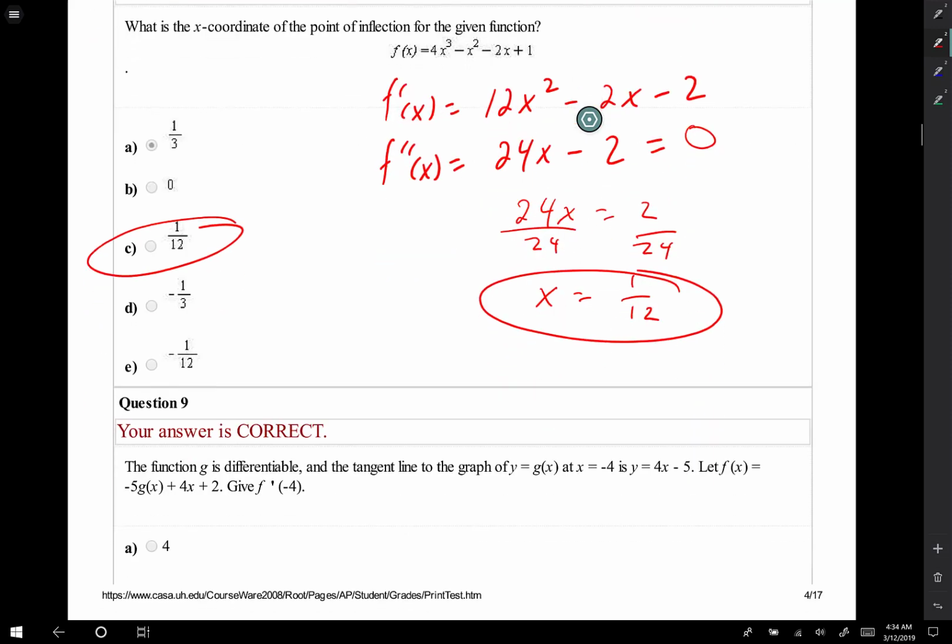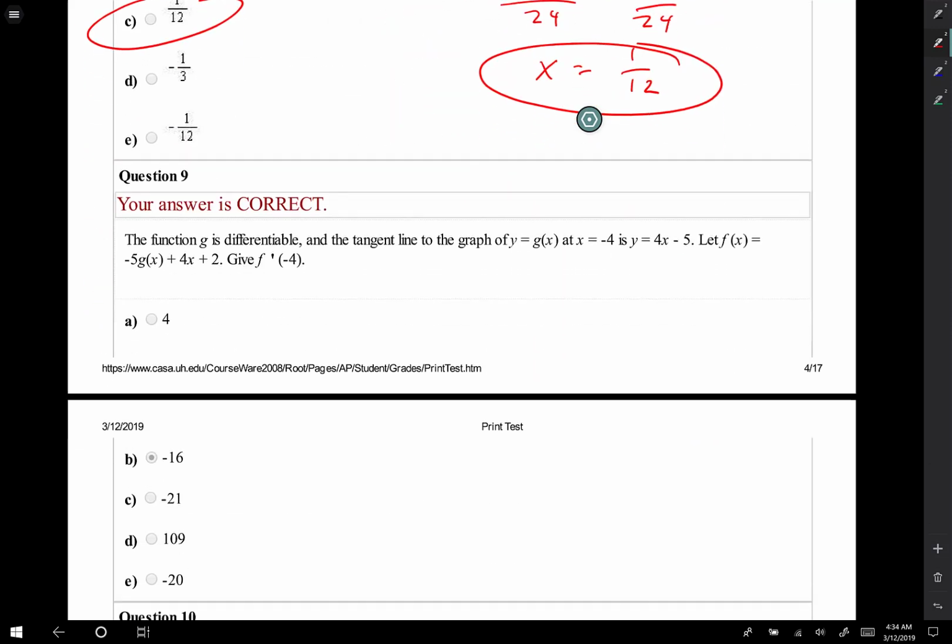Get these right. All right, the function g is differentiable, and the tangent line to the graph of y equals g of x at x equals negative 4 is y equals 4x minus 5. Let f of x equal all that stuff. Give f prime of negative 4. So they're giving you a lot of information, guys. G prime of negative 4 must equal 4 because this is my tangent slope. It's the 4x minus 5. That's your tangent line. They also give you g of negative 4. You don't know they do, but they do.